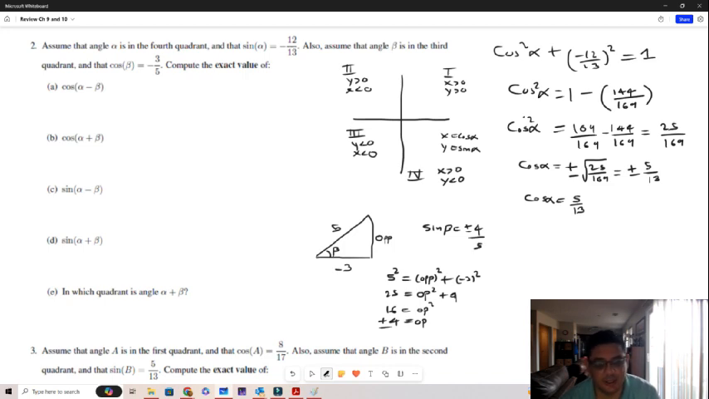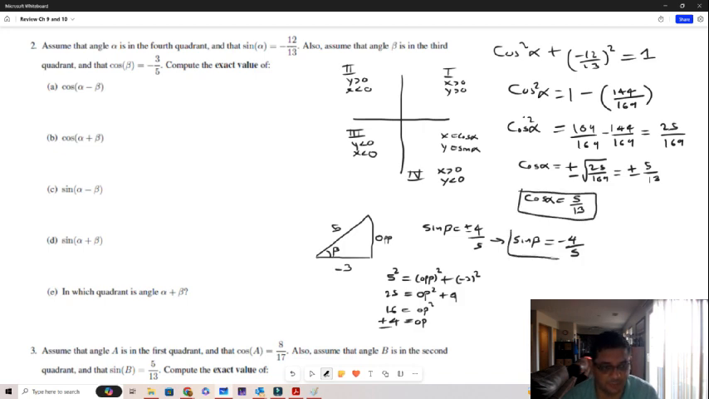Okay? But then we have the same information. Now this angle beta is in the third quadrant. So in the third quadrant, sine should be negative, since the y's are negative here. So sine of beta should be negative, and so this means that it is going to be -4 over 5. And now we got all the values that we need.